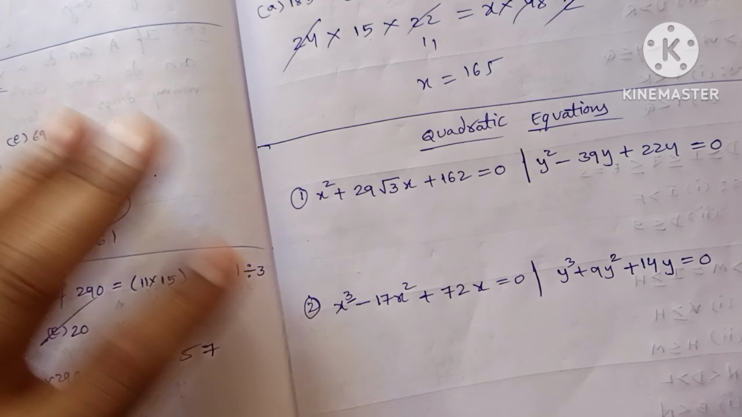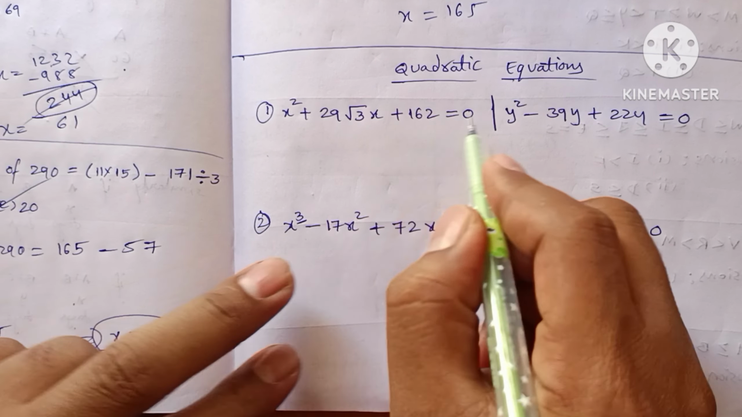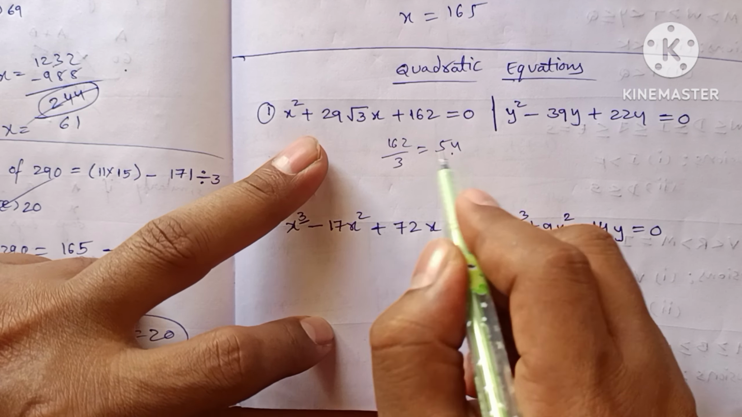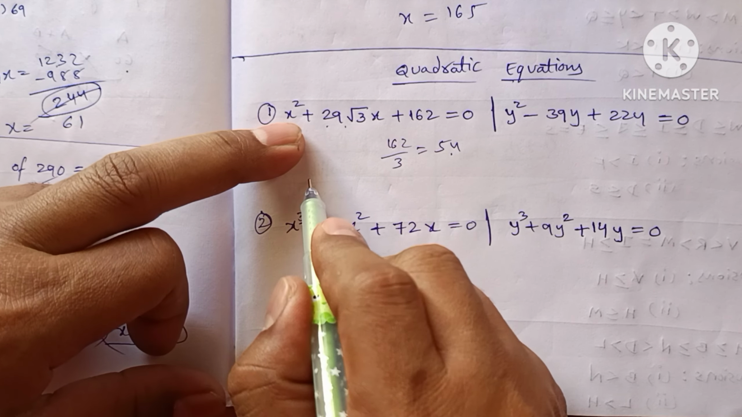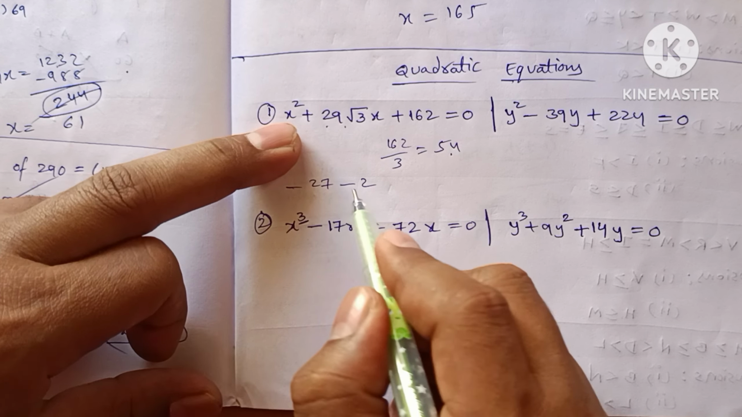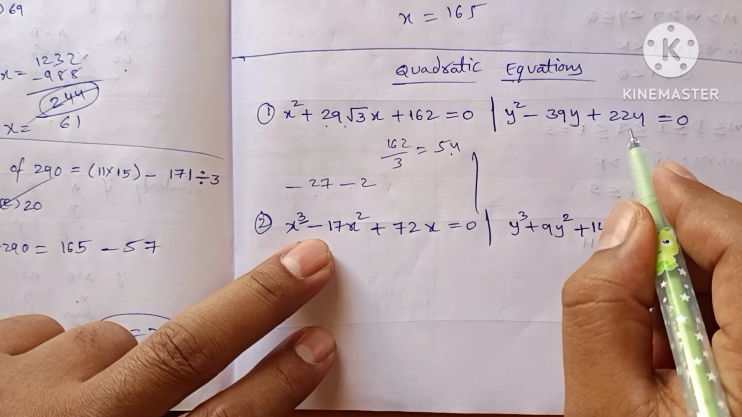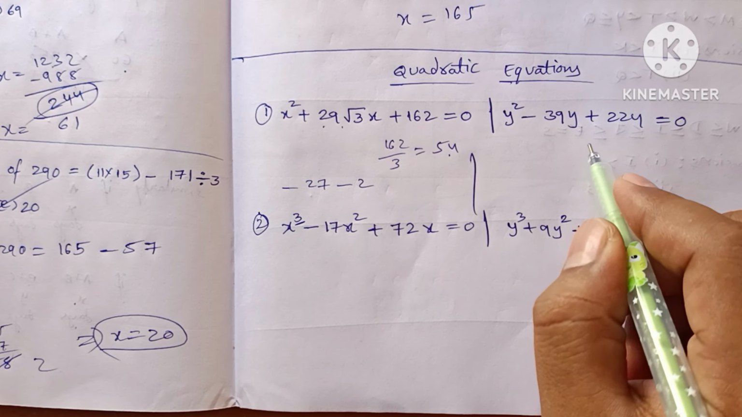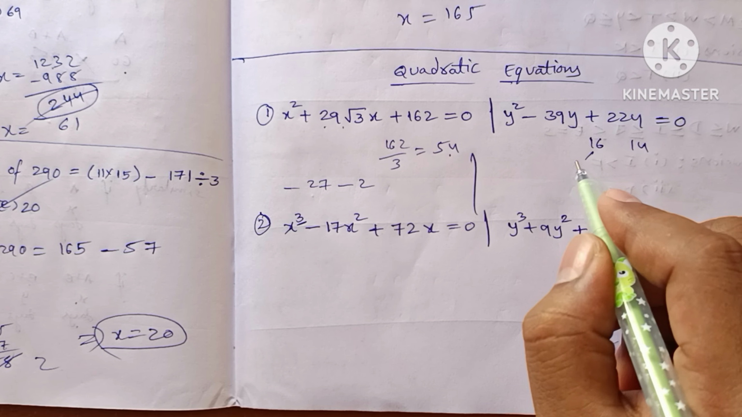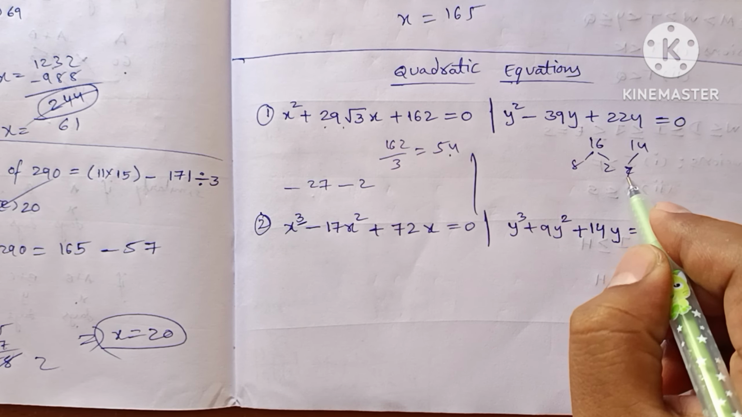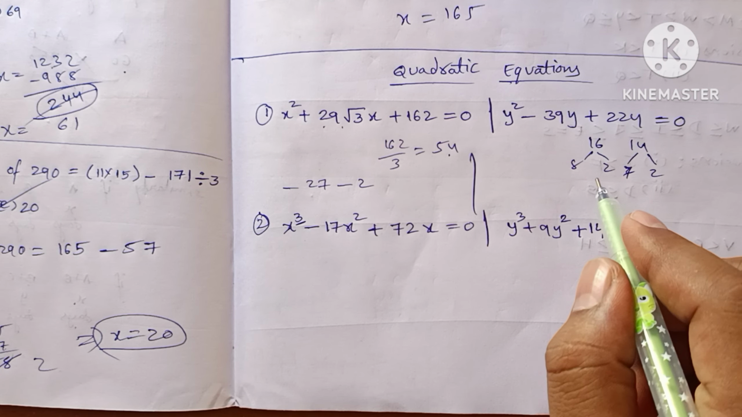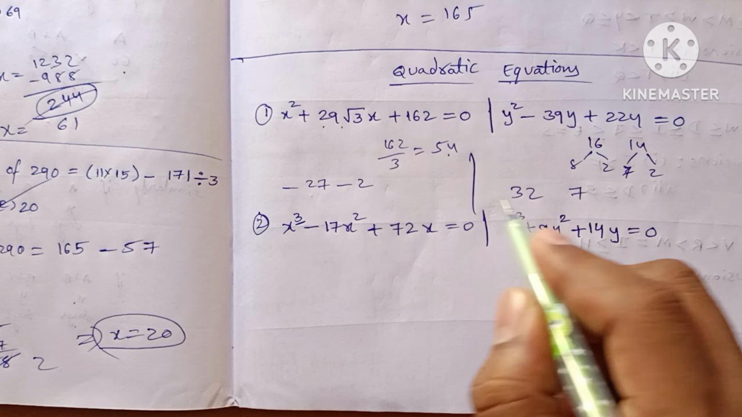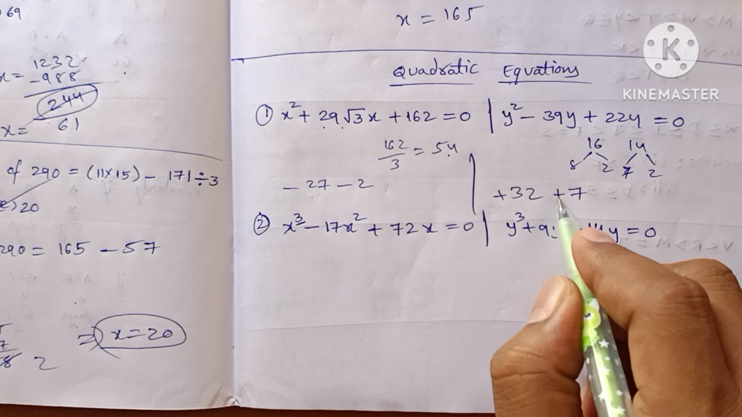Now we are going to see quadratic equations. Question number 1. 162 divided by 3, 3 5 times and 4 times is 54, 9. It is 29, means 27 2 times, and the roots are negative. Here 224, 16 14 times is 224, 8 2 times and 7 2 times. We'll do 8 4 times is 32 and 7. 32 and 7 are the roots and the roots are positive.